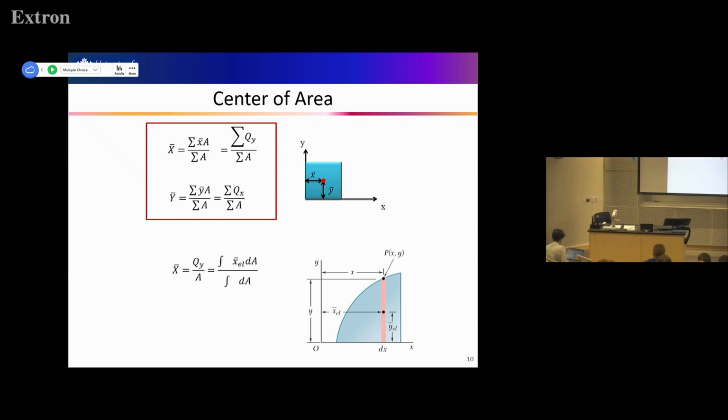Now Q is kind of the connection between this equation and this equation. So x bar is Q over A, and if we have a continuous shape like this, then Q is now the integral of x bar element times dA. What is the integral of dA? Integration of dA is the area, so it's the same as the entire area. And this one is x bar times area, right? For the y-axis, same thing, QX over A, and we can use this one.